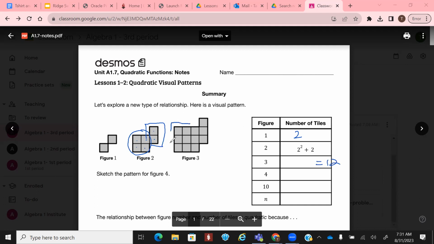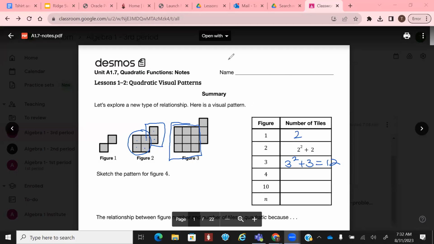And how did they write it? They wrote 3 squared plus how many? 3. Can you sketch number 4? Is there a different way we could have written figure 1? Could we have written it like this? 1 squared plus 1? That gives me 2, right?